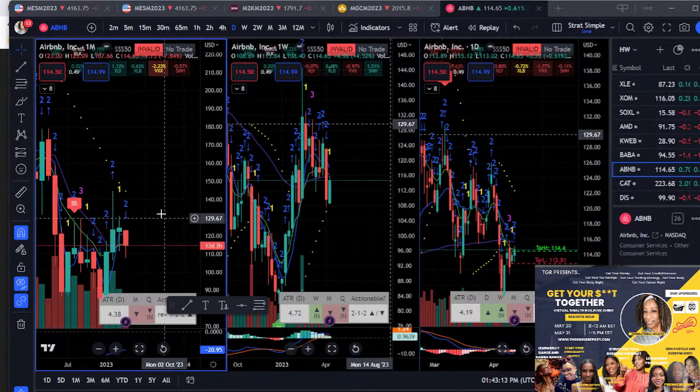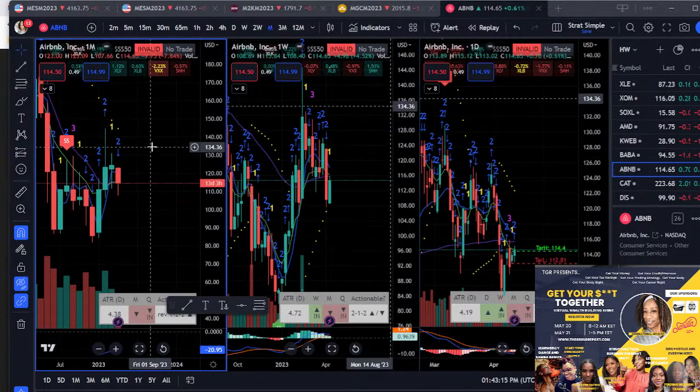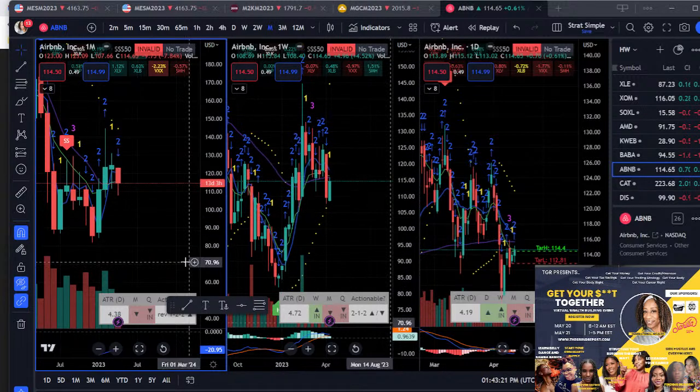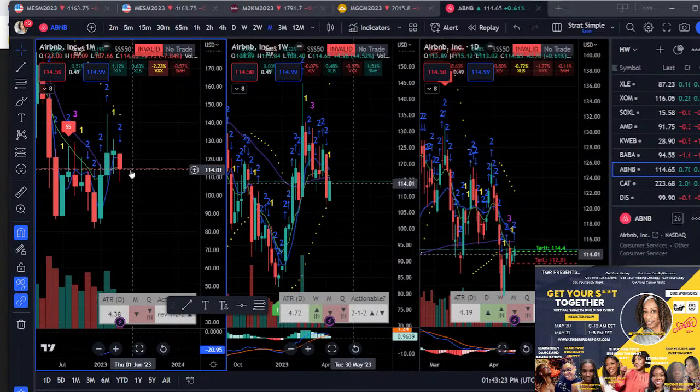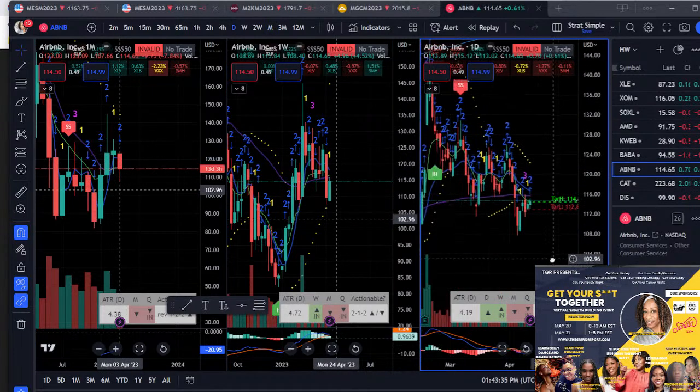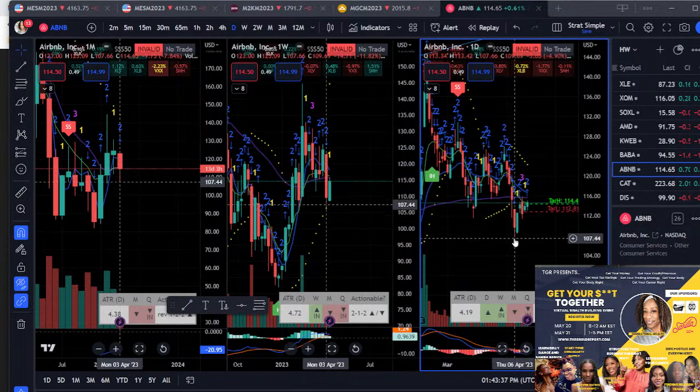that's BABA. Airbnb, I had this on the list for the inside week, and to see if it will continue. It did not quite hit its monthly target. It came close enough, and then it reversed.